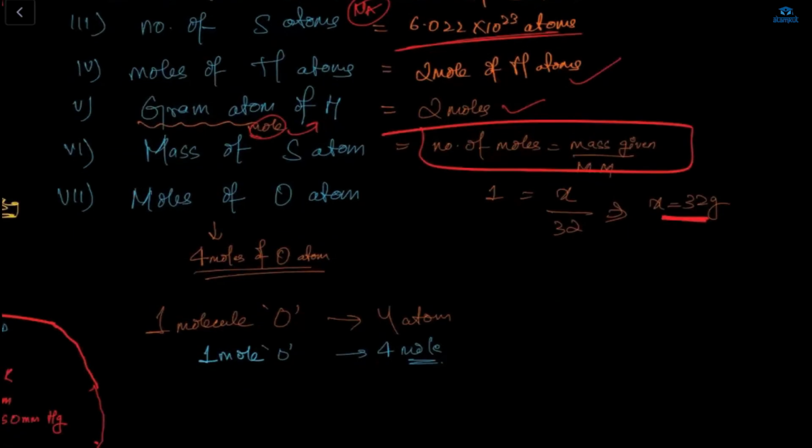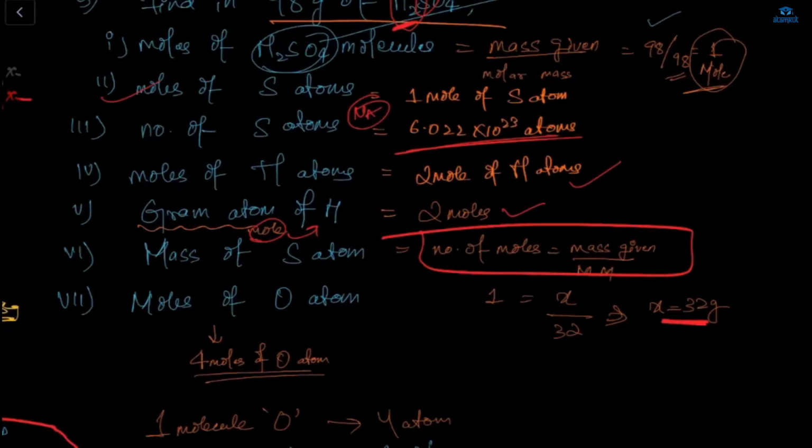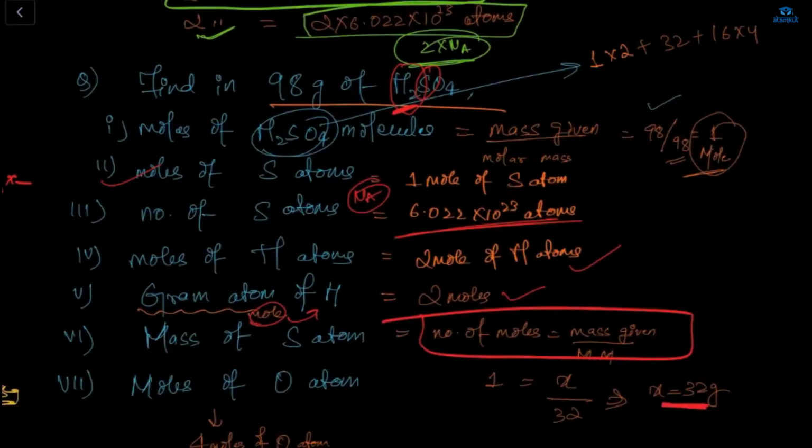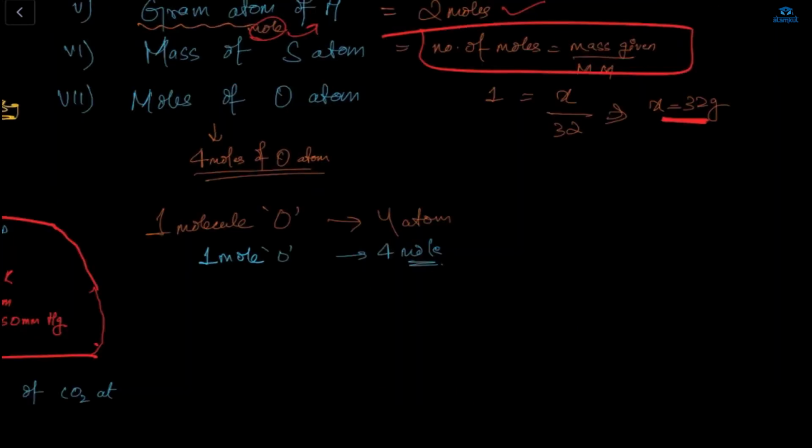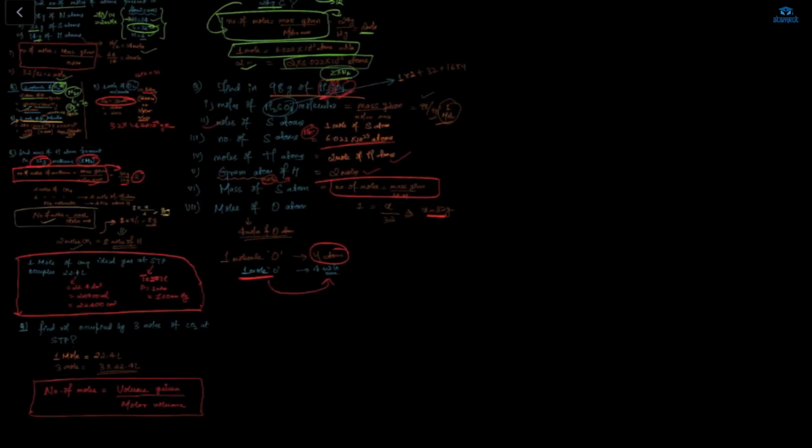And then this mole of O atom. How many moles of oxygen atom? In this question, 4 moles of O atom are given, because in one molecule of H2SO4 there are 4 oxygen atoms. So in 1 mole of H2SO4, you will have 4 moles of oxygen.